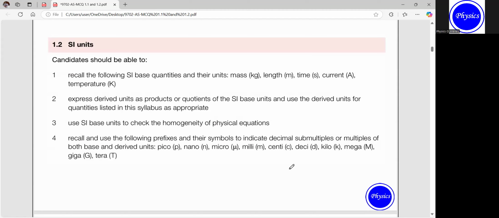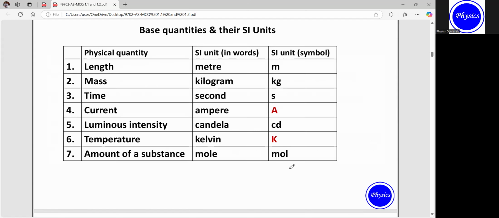Section 1.2 deals with base quantities and the derivation of derived quantities using base quantities, also checking the homogeneity of physical equations. And the last one is prefixes and their symbols. So before dealing with the questions, you need to have an idea about physical quantity. You need to have an idea about estimation. You need to have this table in your mind.